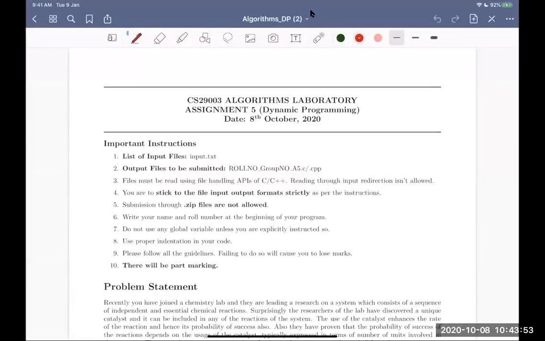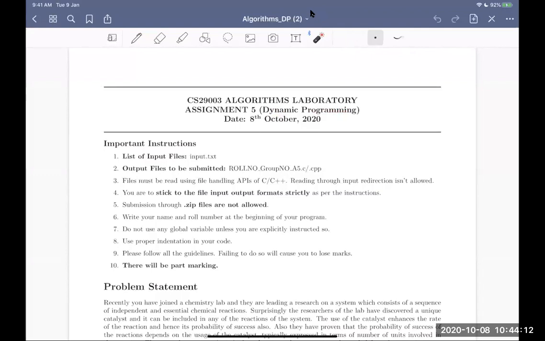Hello everyone. So we are now with your fifth assignment for the Alamo Lab, and this assignment will be based on dynamic programming. Okay. So a few instructions for the assignment. Please make sure you read this carefully.